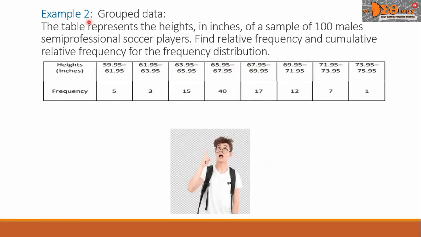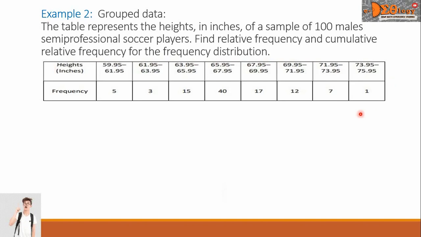Let us have example 2. This time for grouped data. The table represents the heights in inches of a sample of 100 males semi-professional soccer players. Find relative frequency and cumulative relative frequency for the frequency distribution. This is now the given table.